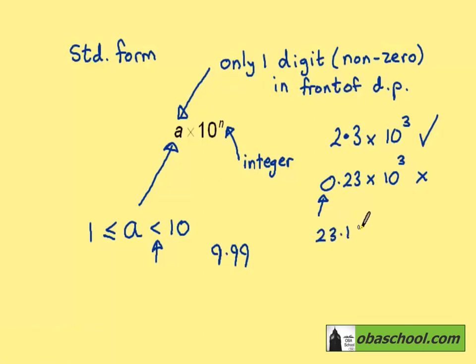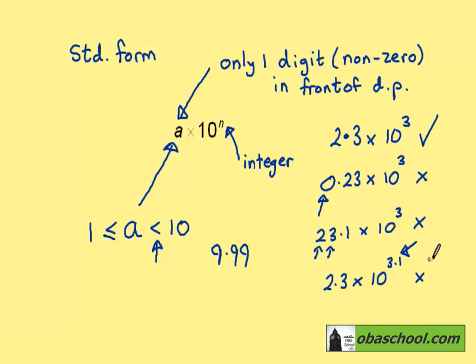If we had 23.1 times 10 to the power 3, we have two digits in front of the decimal point, so this is not in standard form. If we have 2.3 times 10 to the power 3.1, this is not in standard form, since the power is not a whole number.